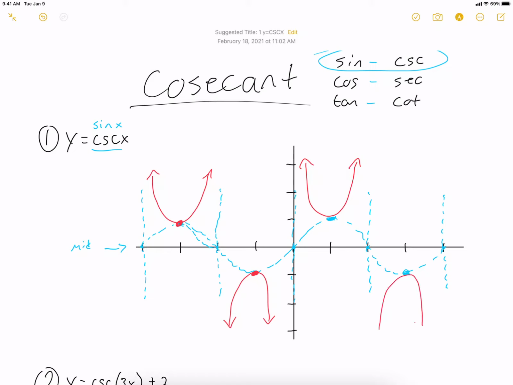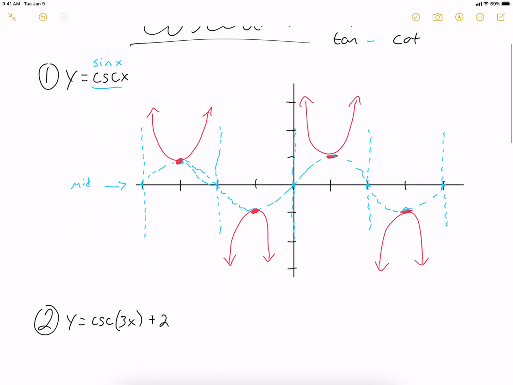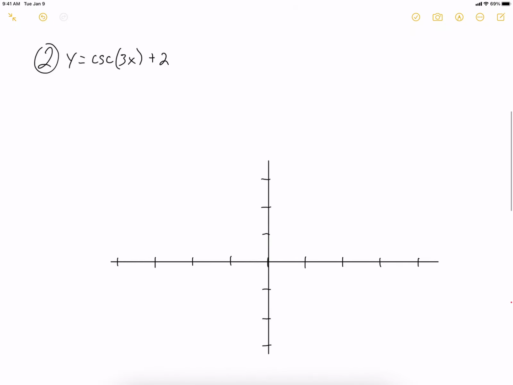And so when we're graphing cosecant or secant, we're going to first graph sine or cosine, and then draw what the secant and cosecant would be as a result. And how we do that, we're just looking for the maximum or the minimum of the sine or cosine function, and then connecting those with a U or an N-shaped graph. Let's take a look at an example where we're going to have a little bit more movement.